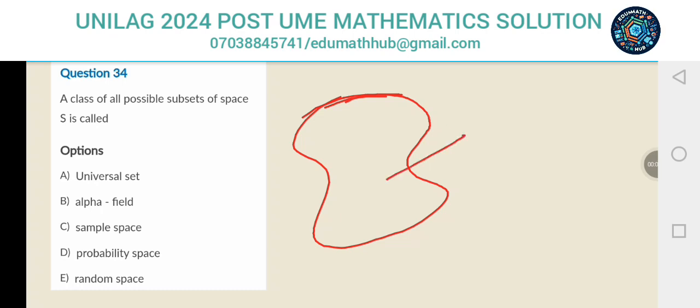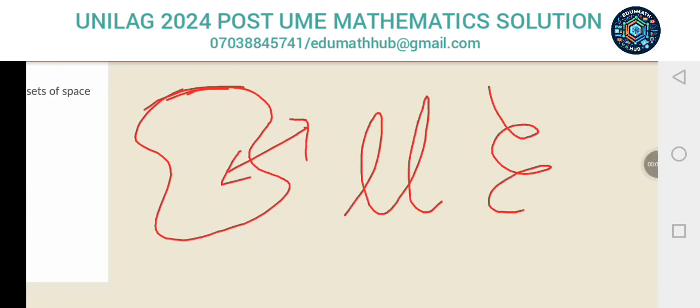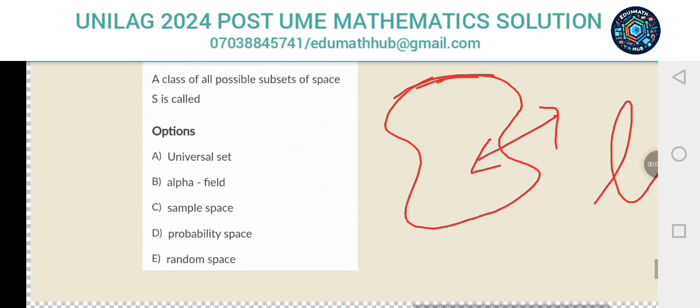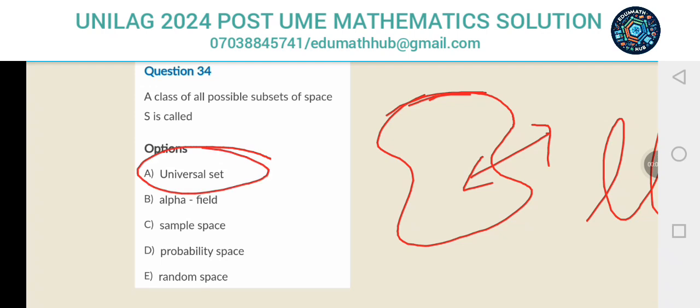That's what I'm trying to ask you. If you know from set theory, it is called the universal set, which has this symbol, or this symbol. The universal set is the set that contains all subsets of a set. So the answer to this question is the universal set.